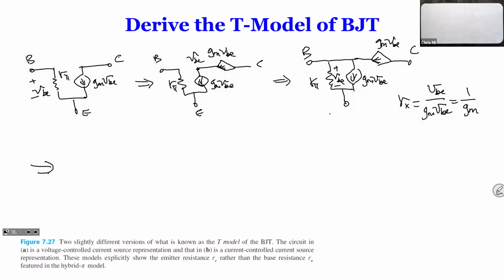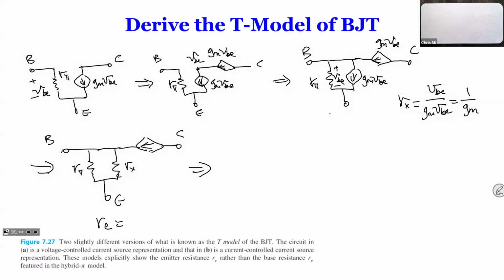Since it's equivalent to a resistance, we can put a resistance here instead. And this is what we call Rx. This is called R pi. Now, since Rx and R pi are together, I'm going to put them in parallel. So R pi is going to be in parallel with 1 over Gm.